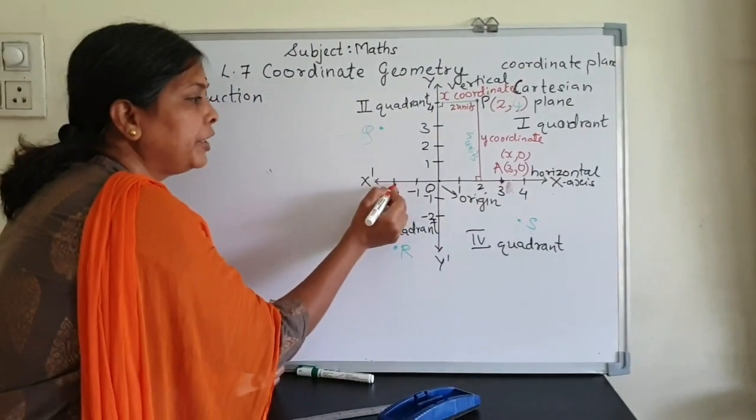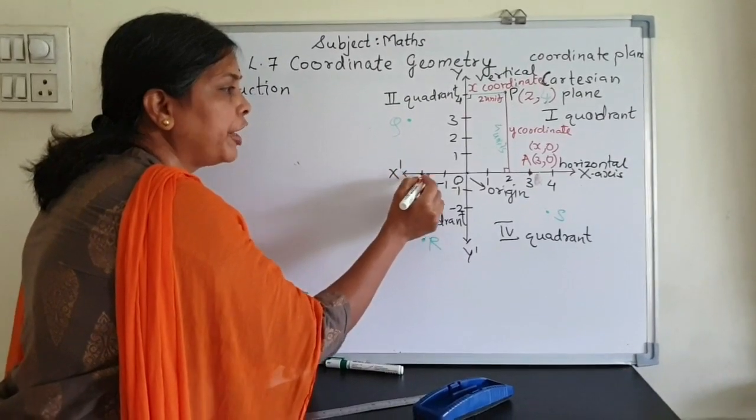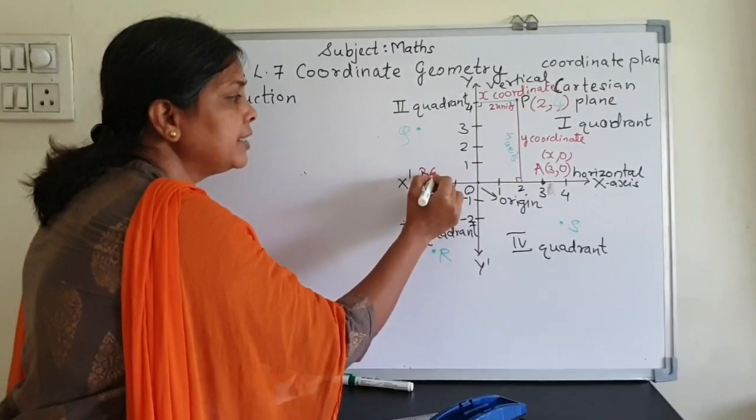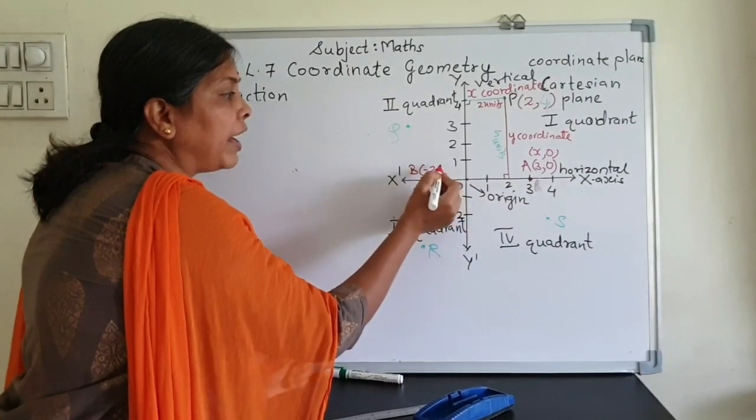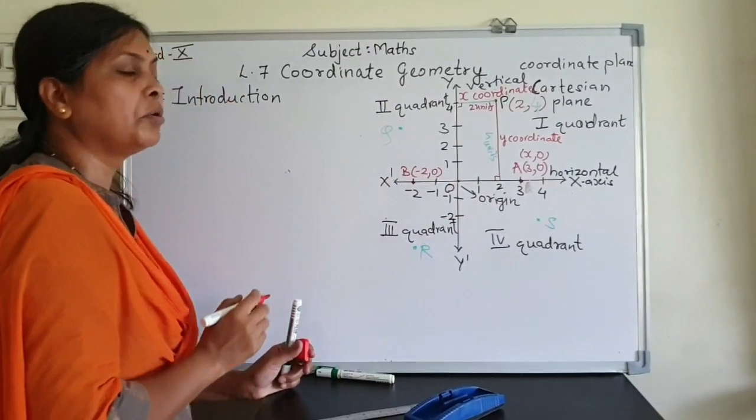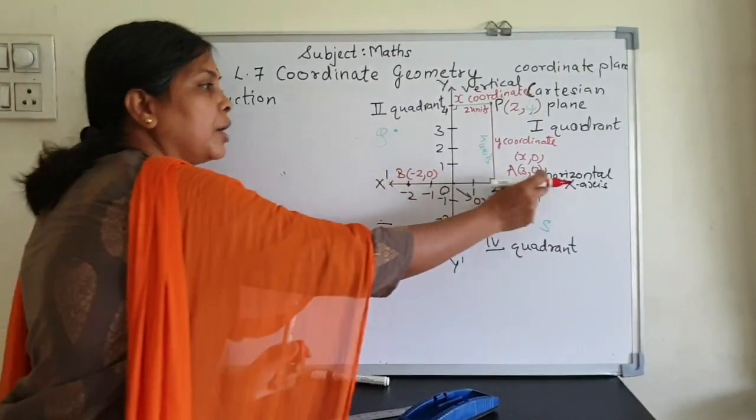You can have the point here as well. So what will the coordinates for this point be? That is (-2, 0), and the y coordinate is as usual 0 because the points are lying on the x-axis.